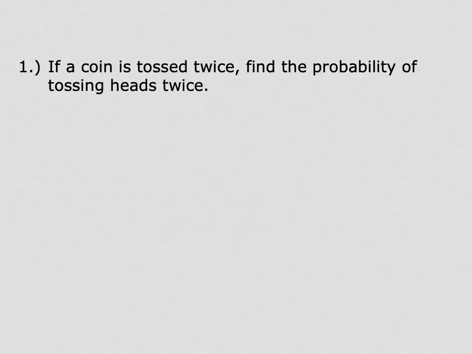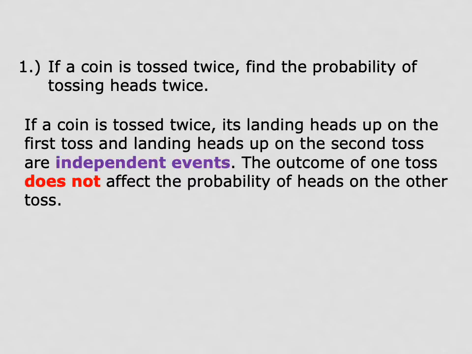Looking at example 1, if a coin is tossed twice, find the probability of tossing heads twice. If a coin is tossed twice, landing heads up on the first toss and landing heads up on the second toss are independent. The outcome of one toss does not affect the probability of heads on the other toss. So these two events are independent from each other. Getting a heads on the first toss doesn't affect you getting a heads on the second toss.